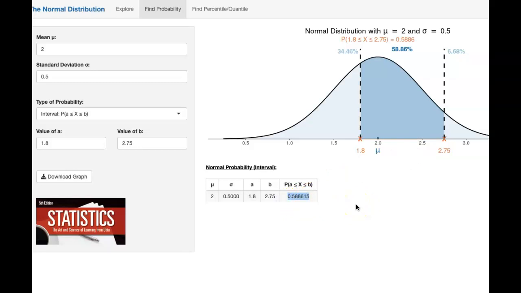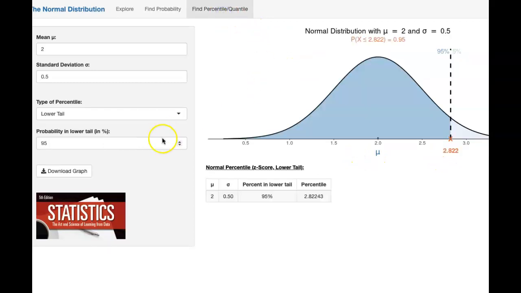Before we go to the second question, I love how the visual gives you the probability notation, the mean, and the standard deviation, and the shaded part represents the population. In this case, it's the computers, the amount of hours, and 58% of people use a computer between 1.8 and 2.75 hours.